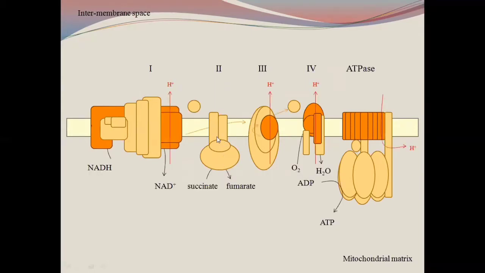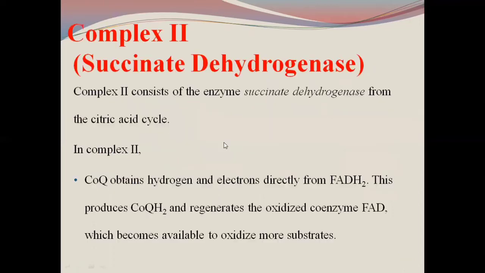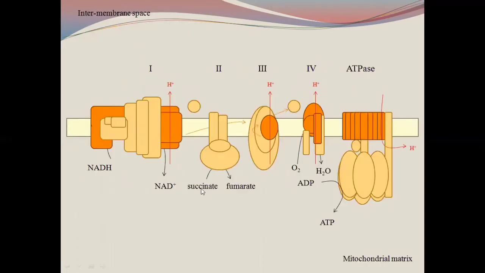Complex 2 is also the membrane-bound enzyme for the Krebs cycle, or the TCA cycle. It converts succinate to fumarate, and as a result, this complex 2 gets reduced, right? This complex 2 is also known as succinate dehydrogenase, as the name indicates that it causes the dehydrogenation reaction for succinate and converts it into fumarate.